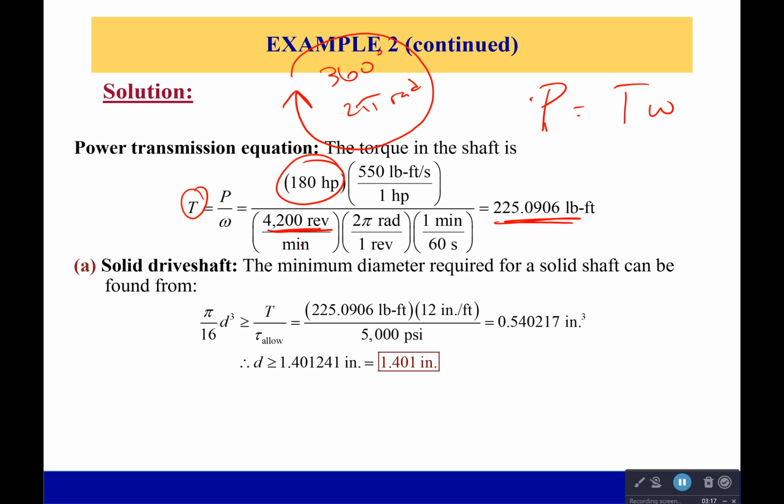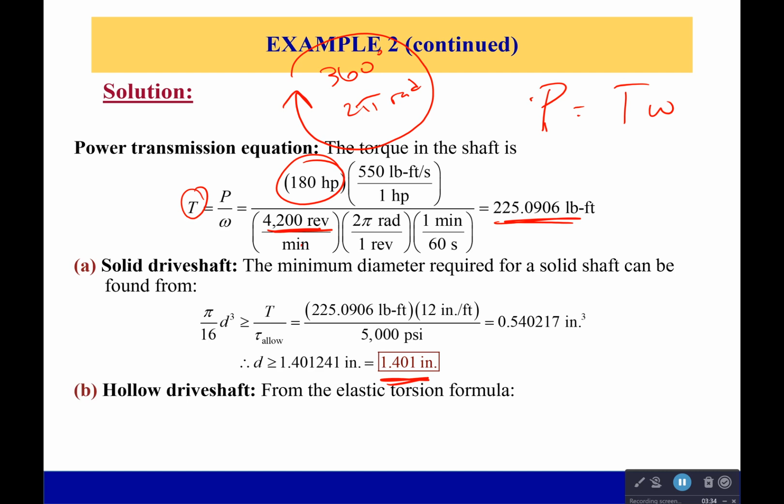Okay, now if you do that, what you get is the max diameter is 1.401 inches. 1.401, sorry, not max diameter. The minimum diameter is 1.401 inches for this to work. And there would be a factor of safety, so in real life this would be even bigger.